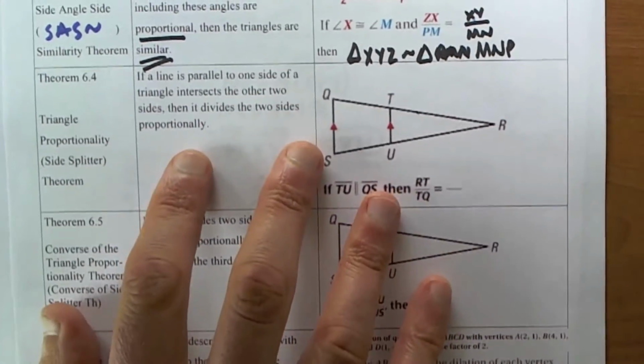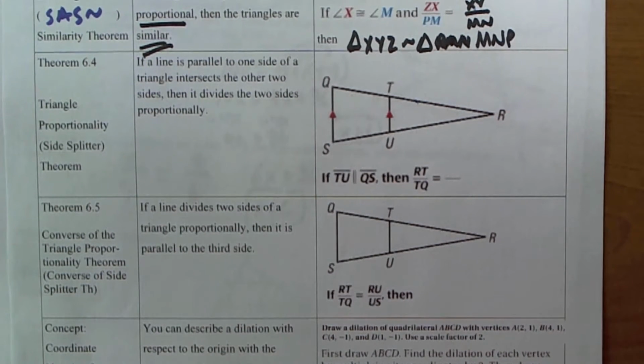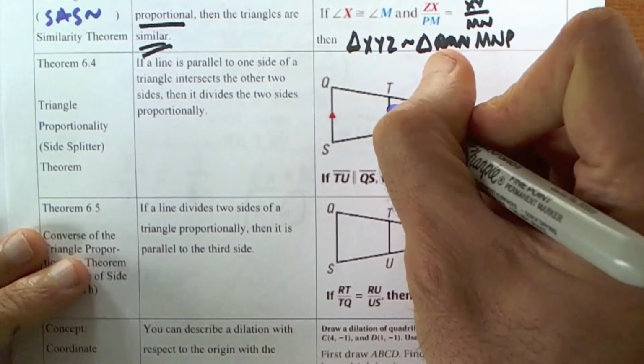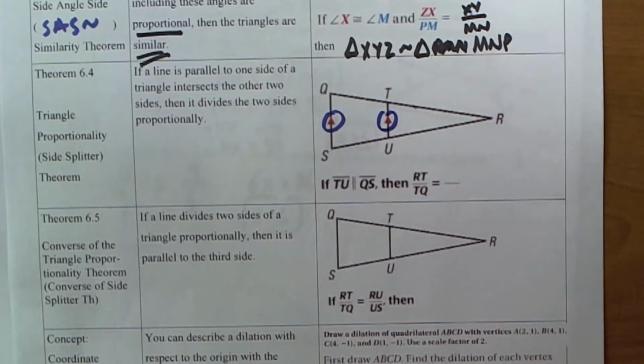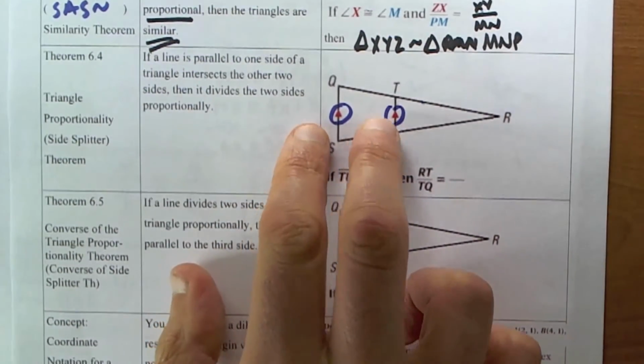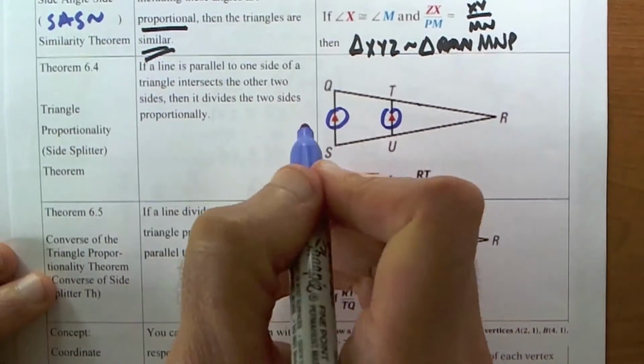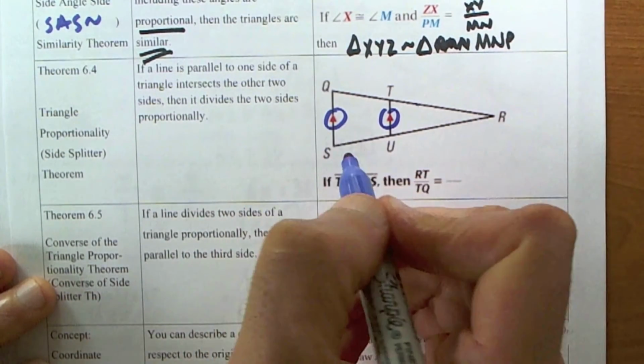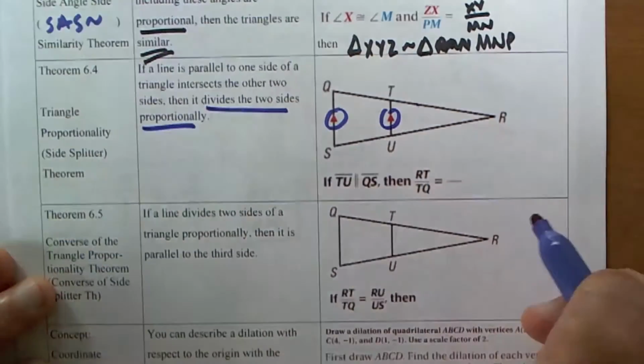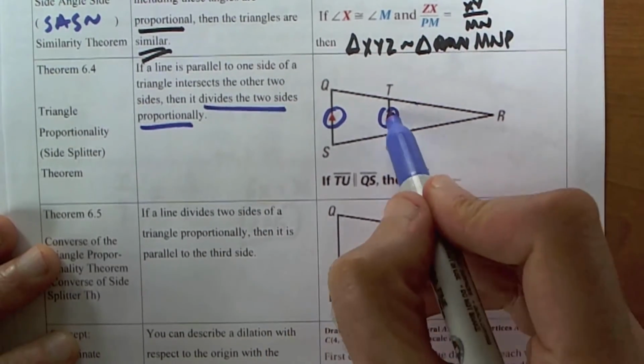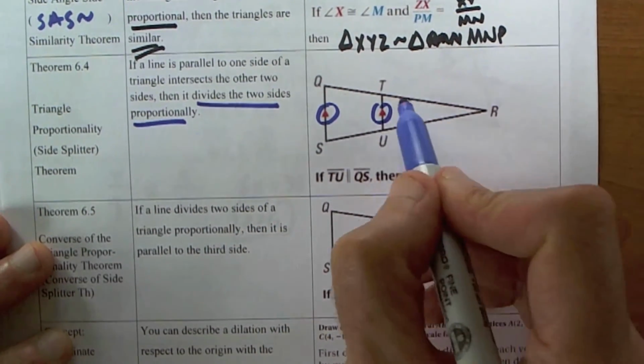So theorem 6.4, triangle proportionality, the side splitter theorem. Here's one thing I haven't mentioned, is that this requires parallel sides. So you need to have parallel sides here. If it is true, then it's going to divide the two sides proportionally. So in other words, if I have parallel sides, then I could say RT.